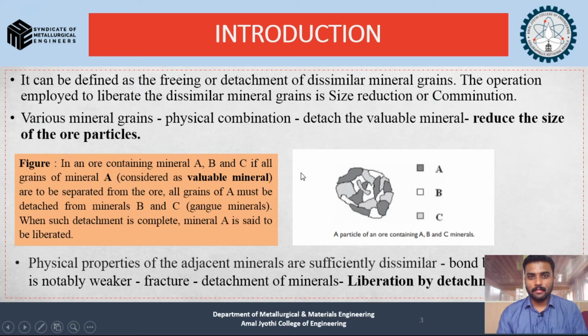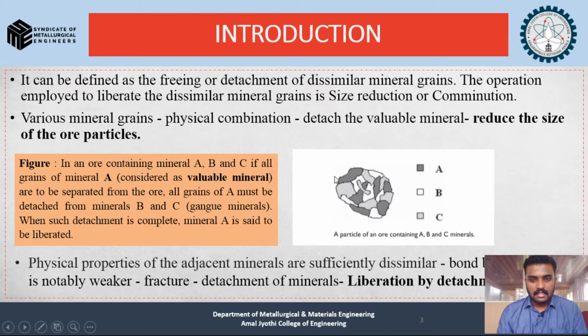So what is the literal meaning of liberation? It can be defined as a freeing or detachment of something. You have already heard the word liberation in history classes, like women's liberation, poverty liberation. So the word literally means freedom. In our context it can be defined as freeing or detachment of dissimilar mineral grains.